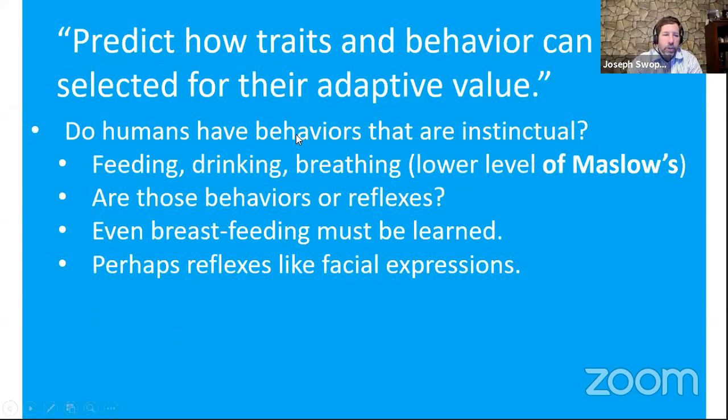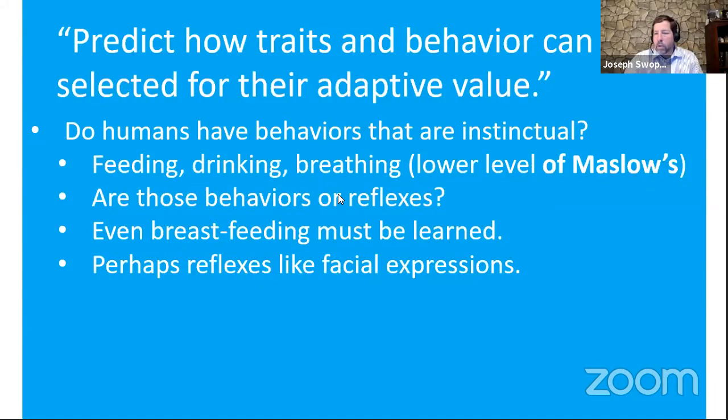My challenge to you is, do humans have behaviors that are inherited? The immediate one is perhaps feeding, maybe drinking and breathing, lower levels of Maslow's hierarchy, if you can remember that. And Mrs. Fenton and I will review that in the upcoming days and weeks. But I ask you, is feeding, drinking, and breathing a behavior or is it a reflex? And maybe there's overlap there.